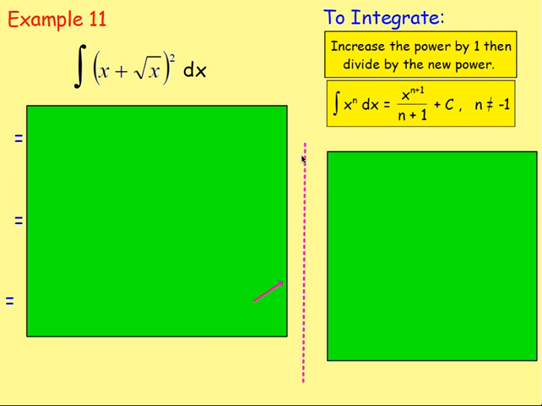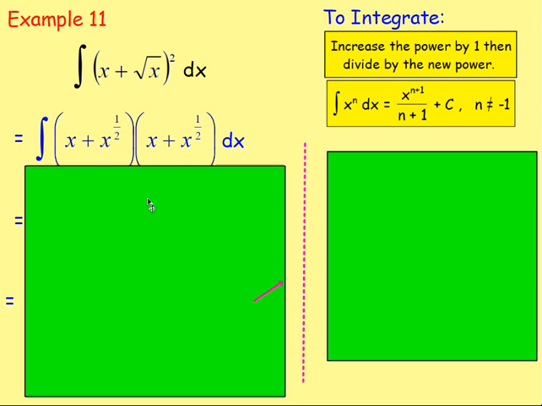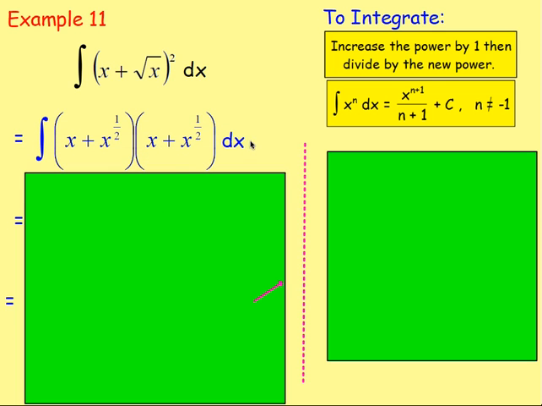Next one. Example 11. Integrate x plus the square root of x in brackets squared. So with this one, you want to think, right, well, because I've got something in the brackets and I'm squaring it, the best thing to do would be to just multiply out the brackets first of all. So we're not integrating yet, so keep your integral sign just as it is. Keep dx just as it is.